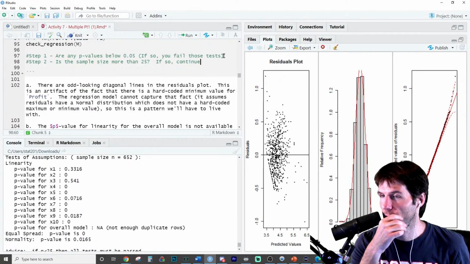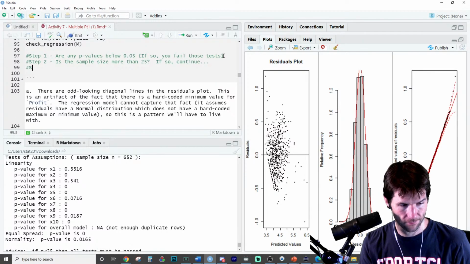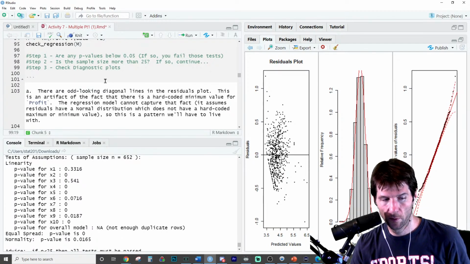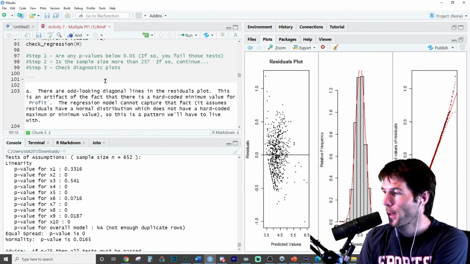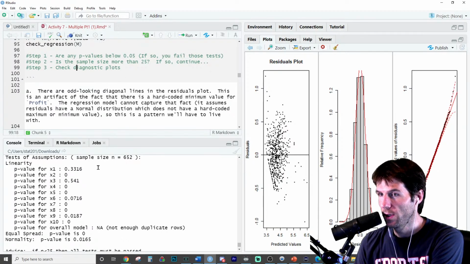Explain in greater detail, Veda. So when we do this check regression, we want to use our regression, but our regression needs to be a reasonable reflection of reality. And we're going to see if it meets the conditions of linearity, equal spread, and normality. And linearity needs to be met for every single x and the overall model.